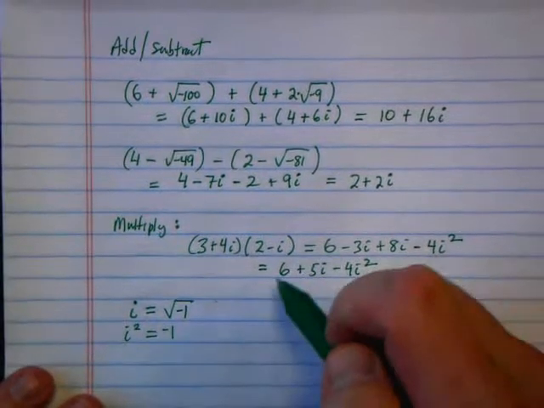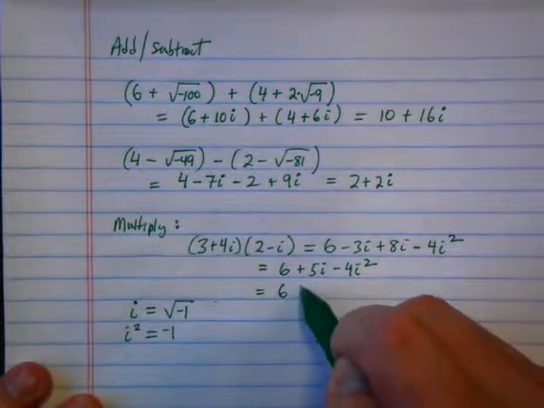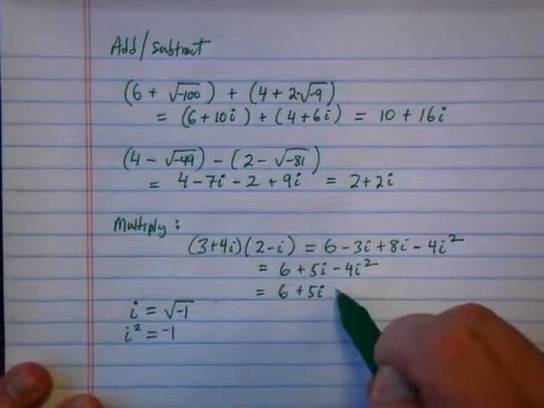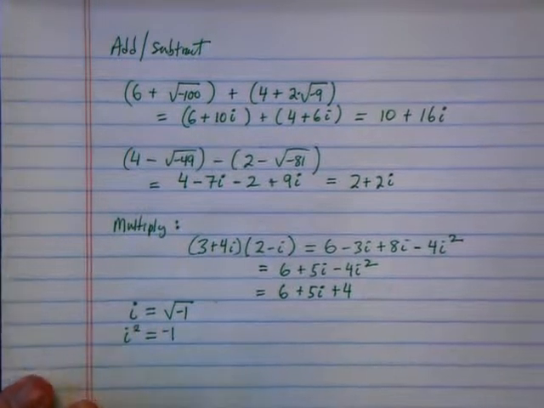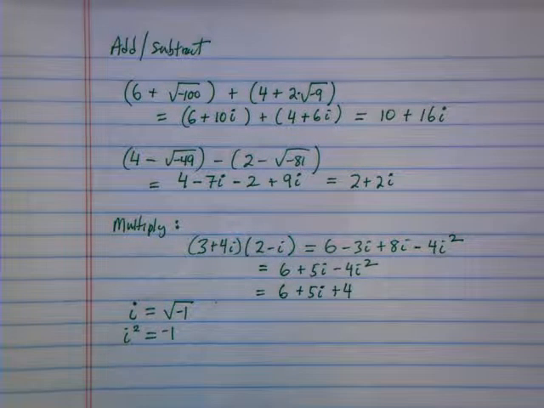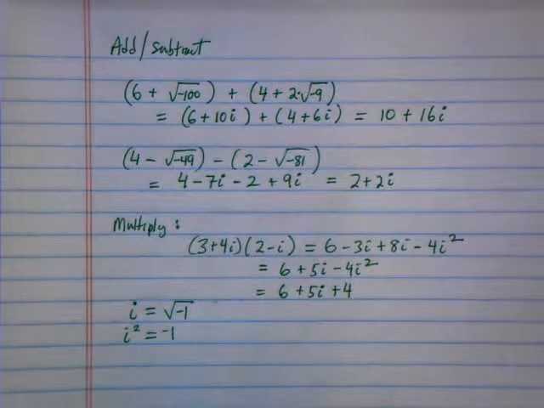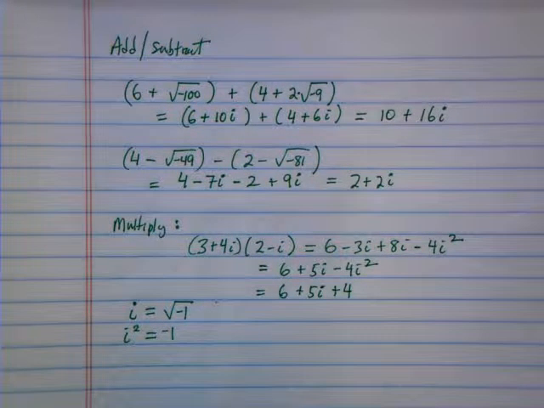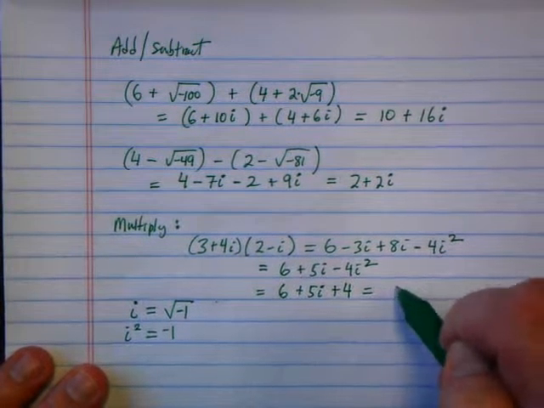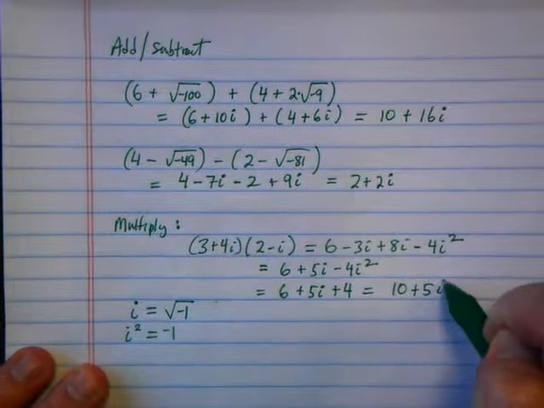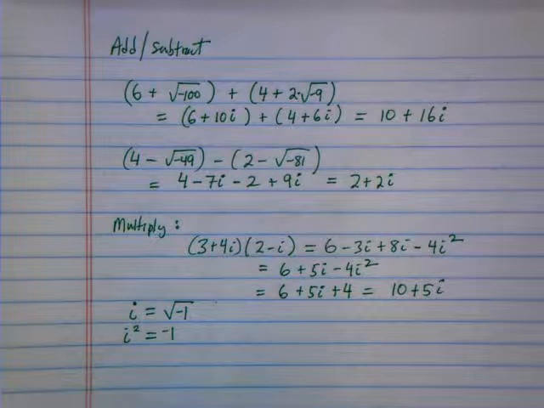So we're going to come back here and we're going to write this as 6 plus 5i plus 4. That i squared is a fancy way of saying -1, and two negatives make a positive. So that one turns out to be a 4. And now we can combine like terms again. That's 10 plus 5i.